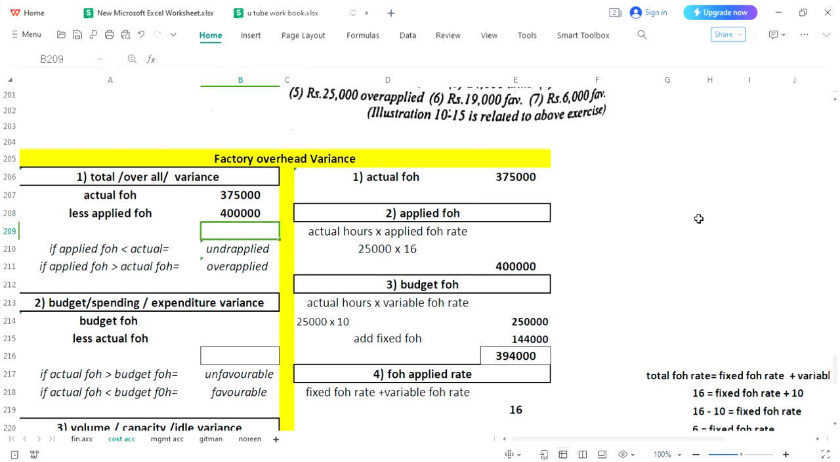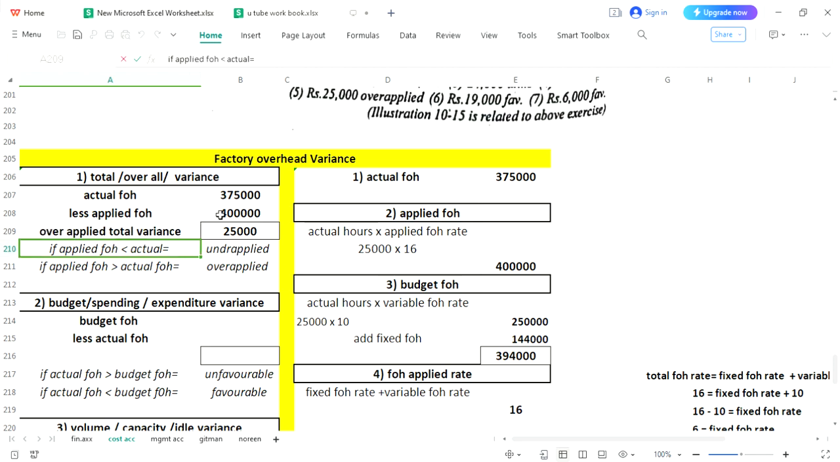It's time to calculate the variance, which is the difference between actual and applied. Your applied FH was 4 lakh and actual FH was 3,75,000. So in this way, you have calculated your variance. Total variance is calculated. It's time to conclude by putting your focus upon applied. Applied was 400 and actual was 375. Applied was more. Whenever applied is more, it is considered over applied, and this is total variance. So the first variance has been calculated.